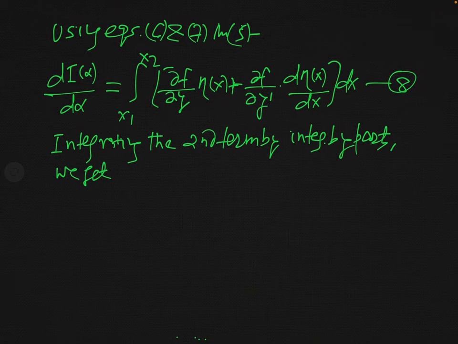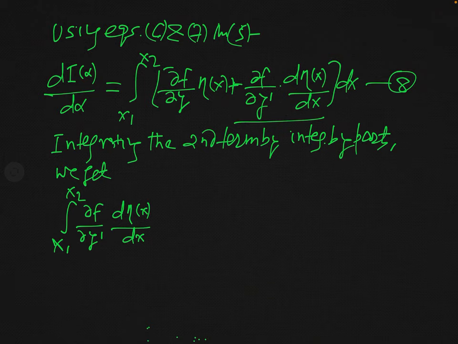See here, in fact this will be integral from x1 to x2, del f by del y prime, this is actually the second term, and times d eta of x dx. What will be this integral when you will integrate it by integration by parts?